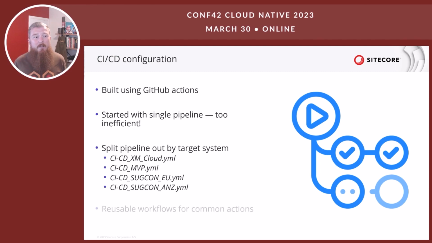So what we ended up doing was splitting out the pipelines by the target system. So we have a different pipeline to deploy our changes to our SaaS CMS. We have a different pipeline to deploy changes to the MVP application. We have a different pipeline to deploy changes to the different subcon applications. And to power that, we created our own custom set of reusable workflows, which are designed to make this more easy. So let's take a look over in VS Code now, and we'll see how all this is created.